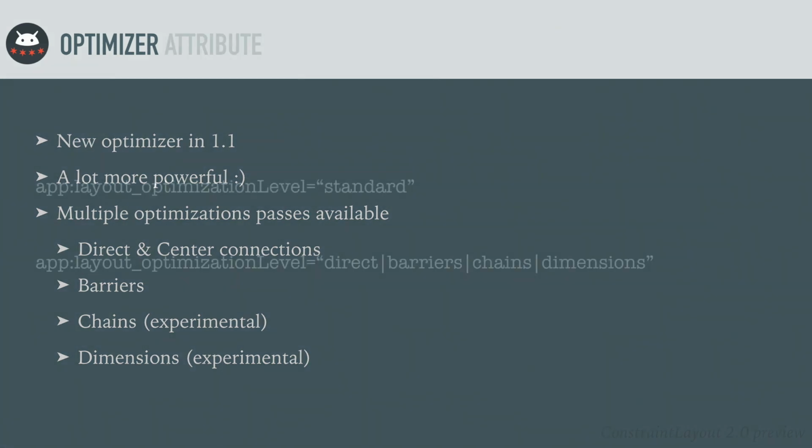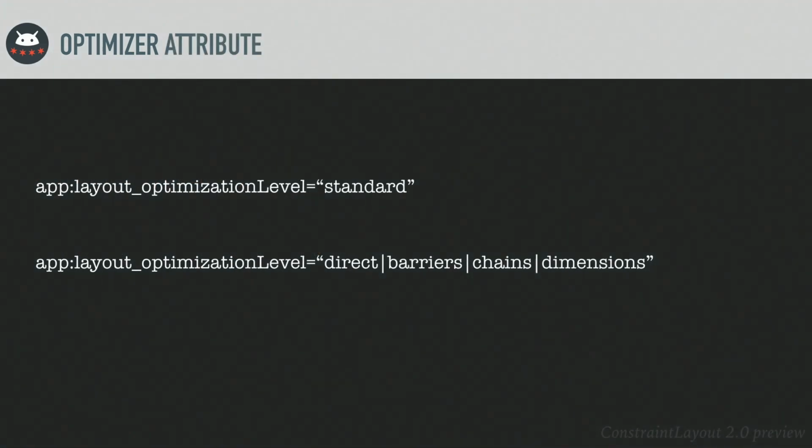2.0. So how do you use the optimizer? Well, essentially, you just add an attribute in your constraint layout. If you use standard, which actually is the default, you'll have the direct and the barriers, and that's it. You can also set none if you want no optimization. So if you have some issues with your layout and you are suspecting that maybe we screwed up something in the optimizer, use none and you'll see. Otherwise, it's just a mask, so you can decide what are the ones you want or not. And as I said, the chains and dimensions are experimental, but they should work pretty well.